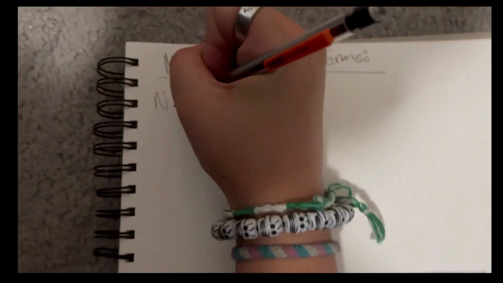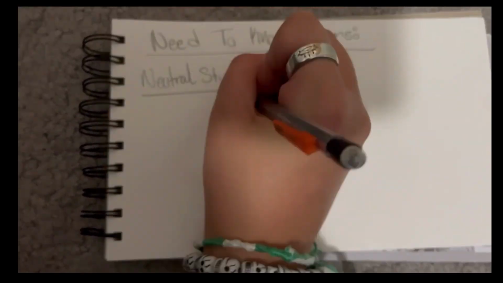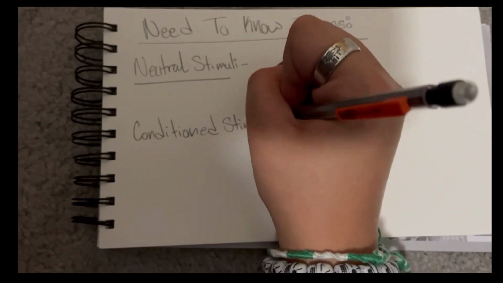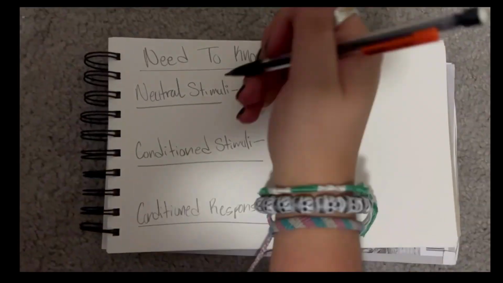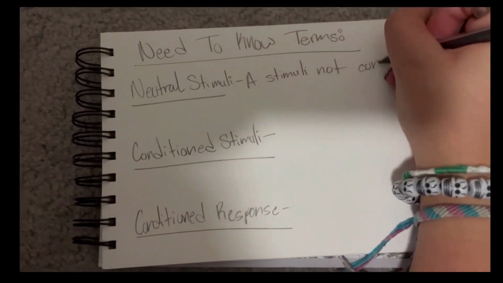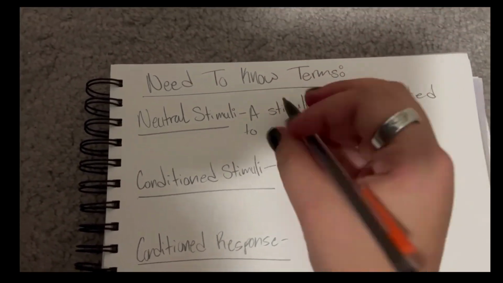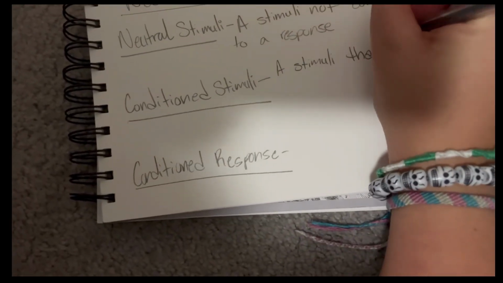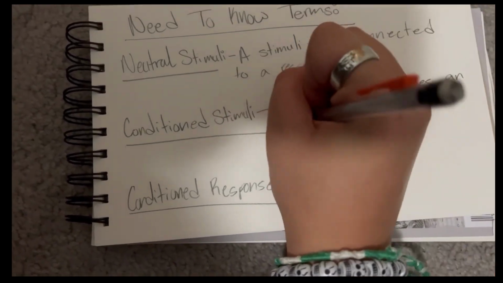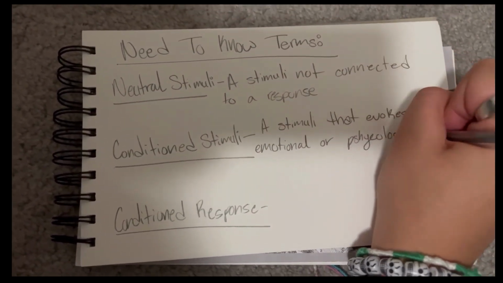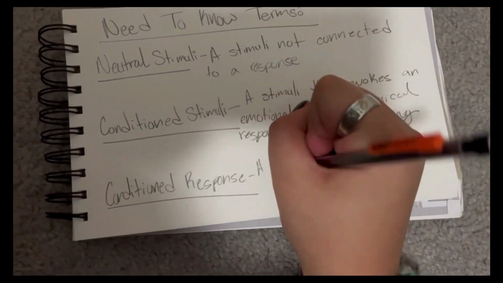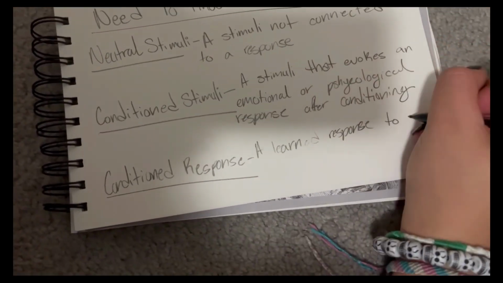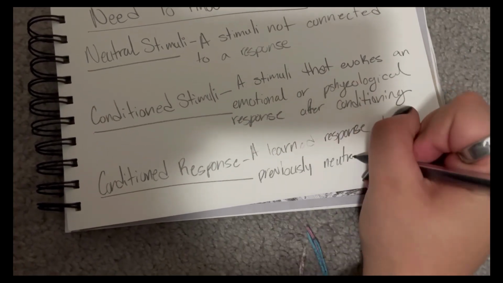Before we get started, there's a few things you're going to need to know. A neutral stimulus is the first term, conditioned stimulus is the second, and conditioned response is the third. A neutral stimulus is not connected to a response. A conditioned stimulus is one that evokes an emotional or psychological response after conditioning. A conditioned response is a learned response to a previously neutral stimulus. Now we can jump straight into the experiments.